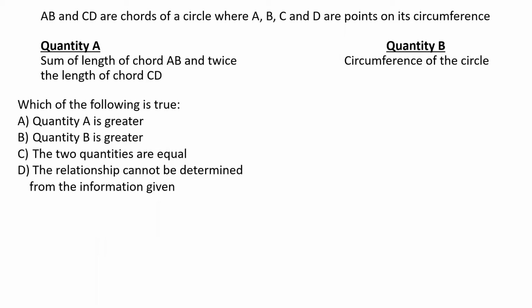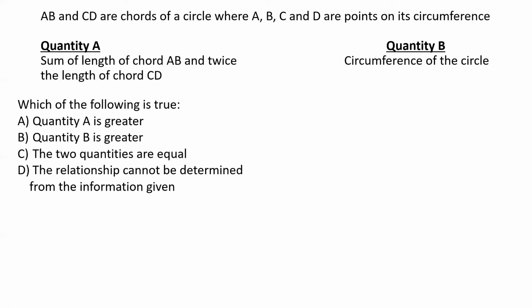So this is a quantitative comparison question that's frequently asked in standardized tests like the GRE. And the trick option often is option D, the relationship cannot be determined from the information given, because if you look at this particular problem, not a lot of information is given about the chords AB and CD.